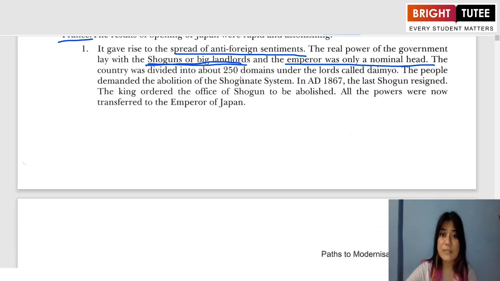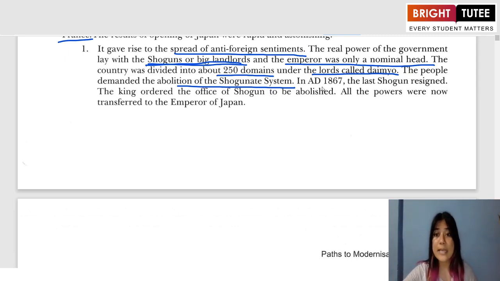The country was divided into 250 domains under lords called daimyo. So the country was divided into 250 small domains, and each domain was headed by a daimyo. The people demanded abolition of this shogunate system, the governance of Japan and its people by the shoguns. People were against it.